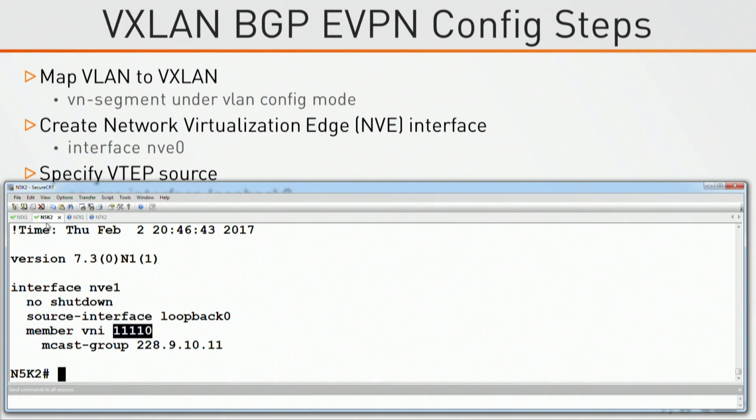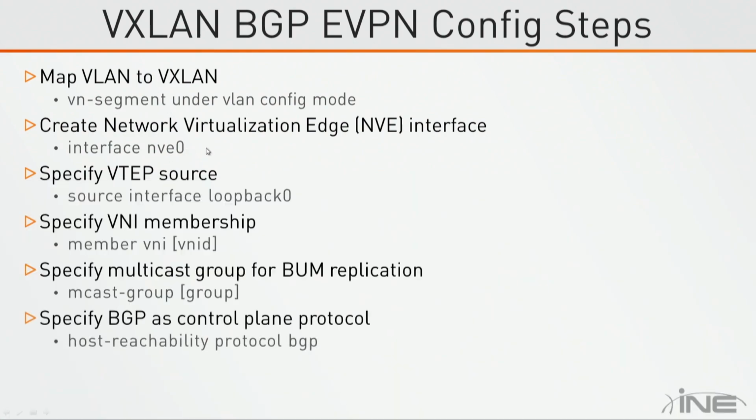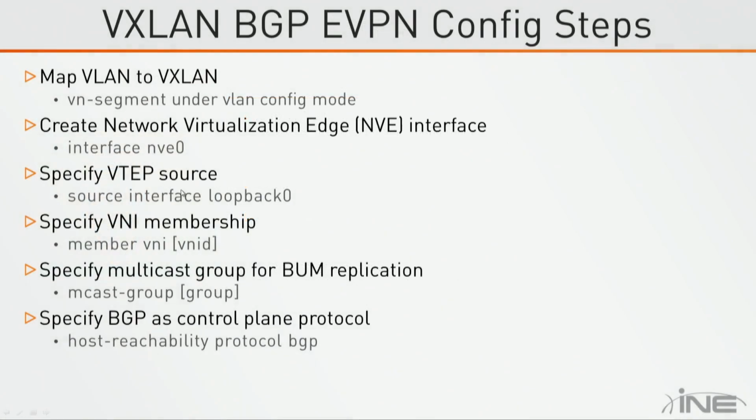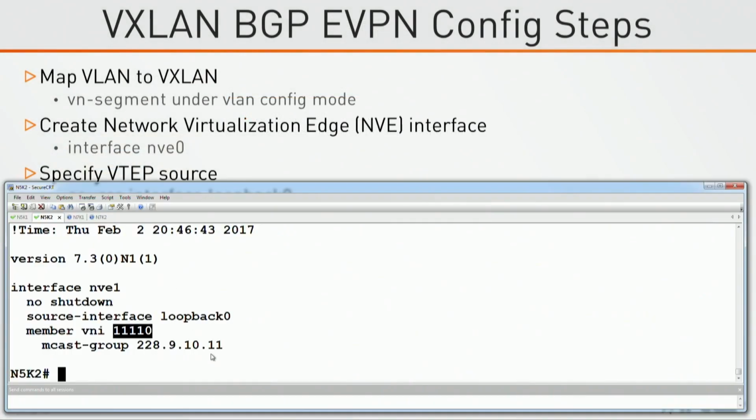And then the next change here is going to be to specify that BGP is going to be used as the control plane. So we say host reachability protocol BGP. This means that when we check the ARP cache, we're going to be checking against BGP for the mapping between the IP addresses and the MAC addresses. Okay, so this goes under the NVE interface.